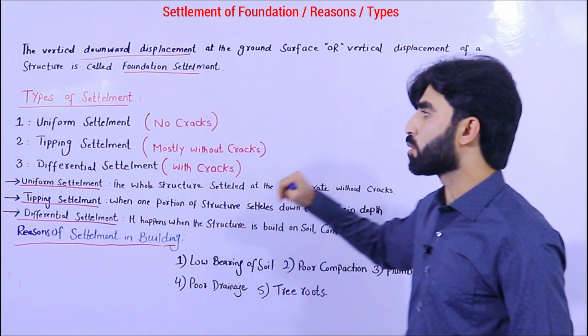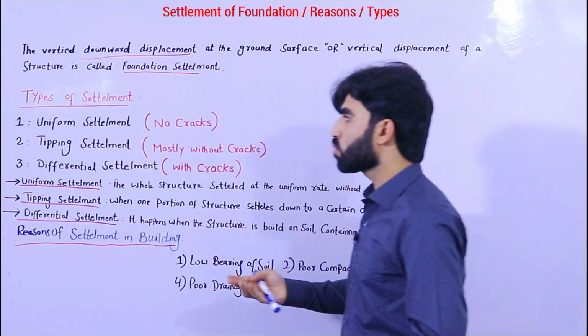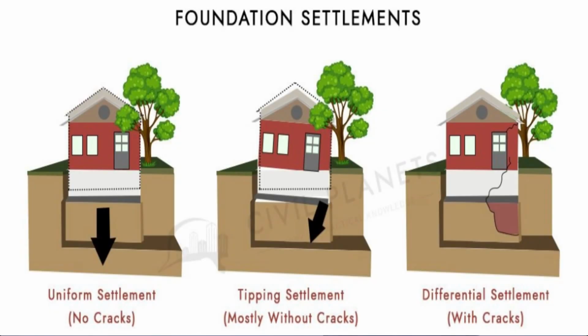So now, what are the types? We have three main types of settlement. The first one is uniform settlement. When uniform settlement occurs in the building, the foundation or the soil, it can't cause cracks, so you will not see cracks. No cracks in uniform settlement, okay. The second one is tilting settlement, which is mostly without cracks. The last one is differential settlement. This is very dangerous, okay. You will see the building with cracks if there is differential settlement.